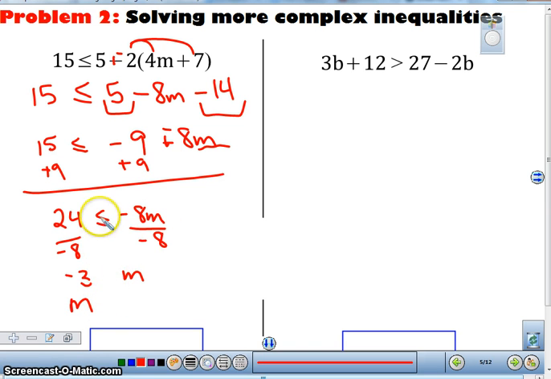But to say that m, and if we notice, what did I miss? Got to go back and change that. It was less or equal. Now we have to have it open towards the side. It was open towards the m. It switches. So m is less or equal to negative 3.